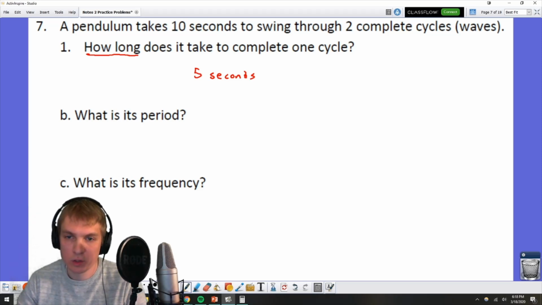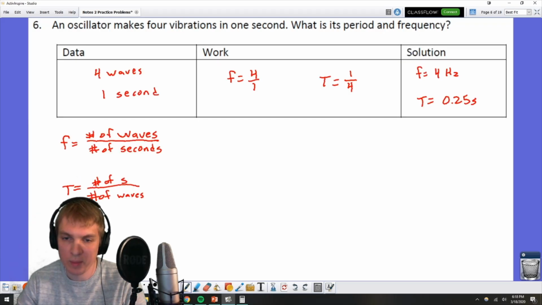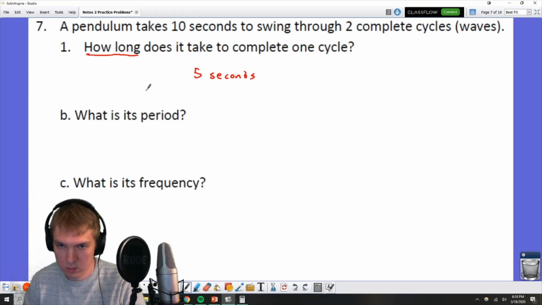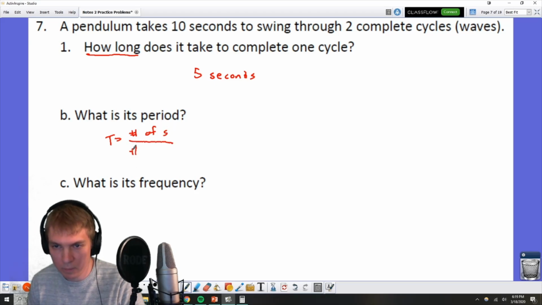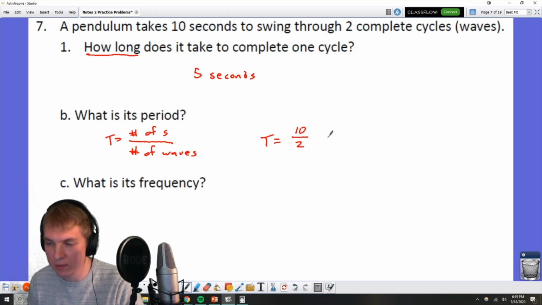Okay. So for number 6, remember that we had these 2 formulas. Number of waves divided by the number of seconds, and then this is going to be the number of seconds divided by the number of waves for period. So for period, let's do this one. T is equal to the number of seconds divided by the number of waves. So in this case, T was equal to, we had 10 seconds and we had 2 cycles or 2 waves. That's how we got 5 seconds as our answer.